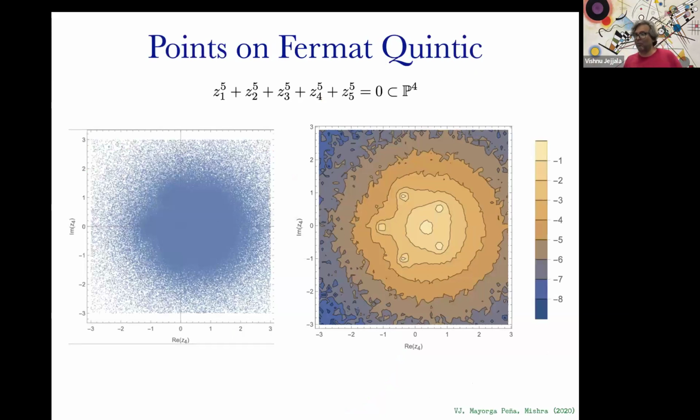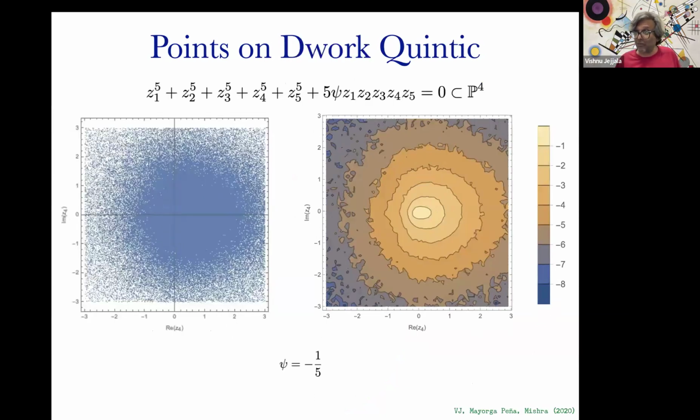So for example, the Fermat quintic, I've chosen some coordinates for this, the Z4 coordinate, I think, on the plot. This is a density plot which shows that the point distribution is variable based upon where you are on the Calabi-Yau. So if you choose a different quintic, the Dwork quintic, by deforming the Fermat quintic by one complex structure parameter, we find the distribution of points changes quite considerably. So the point selection is based upon how the manifold is realized in the ambient space.